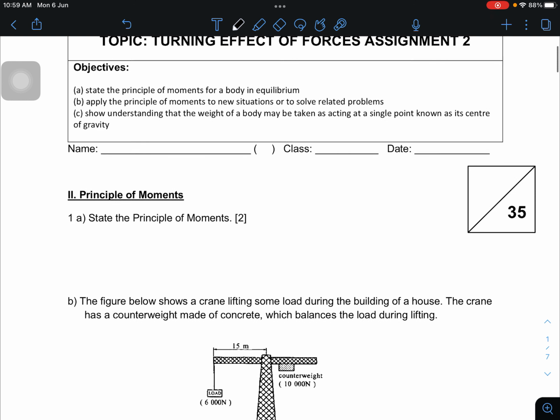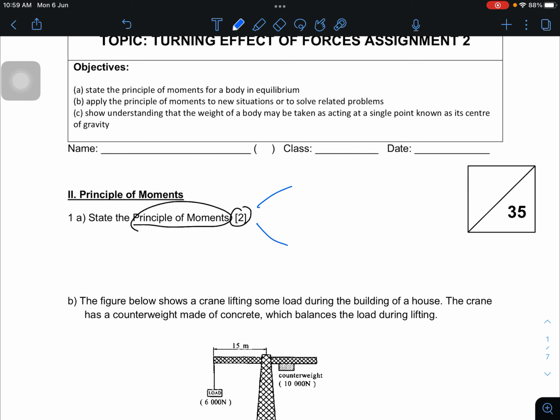Alright, let's take a look at the first question now. The first question asks you to state the principle of moments, and there are 2 marks allocated to this. We need to know how to get these 2 marks. The exact word-for-word definition for the principle of moments, I'm going to leave it to you to pick up from the notes, but I'm just going to tell you where the 2 points come from.